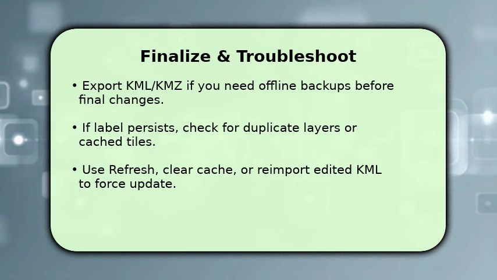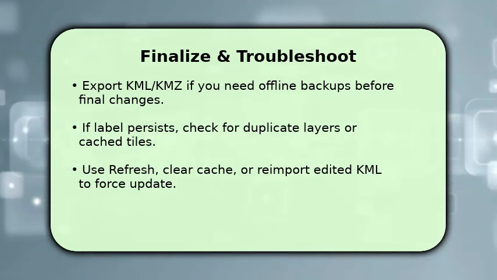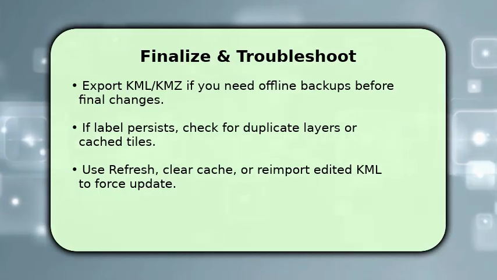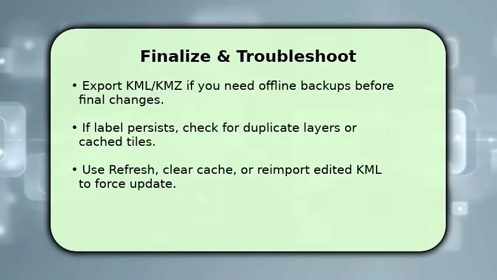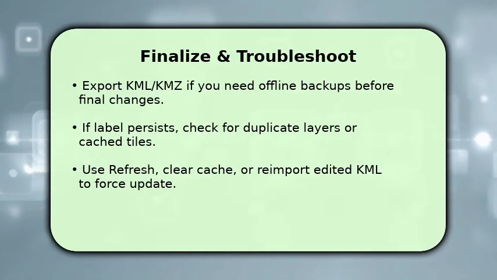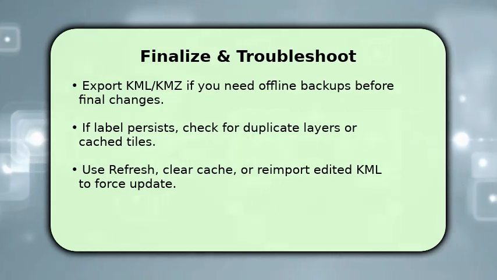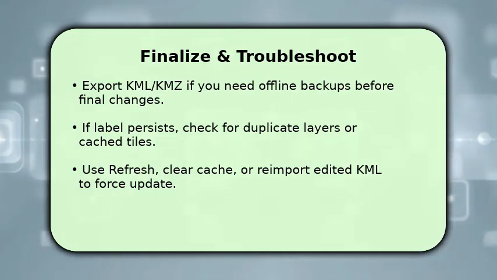This protects your data. If the name still appears, make sure there are no duplicate place marks or active map layers overriding your edit, and then clear Google Earth's cache. You can also re-import the edited KML to force the client to reread properties. If problems continue, undo the last save and repeat the edit more conservatively to avoid corrupting the Places file.